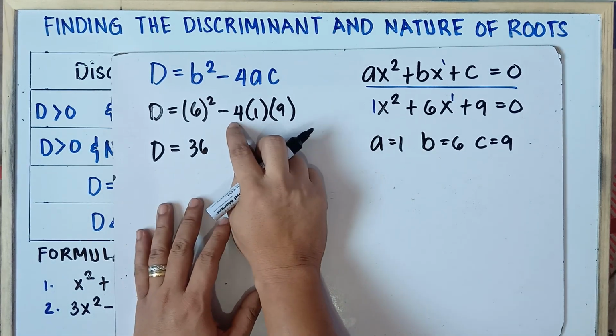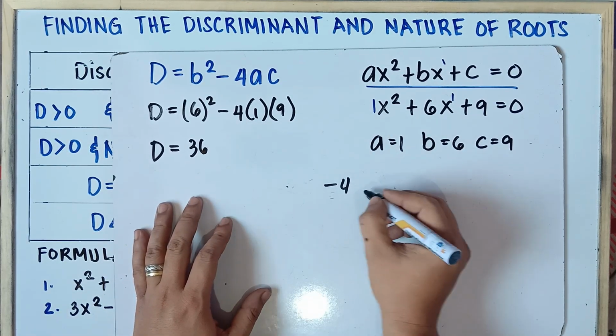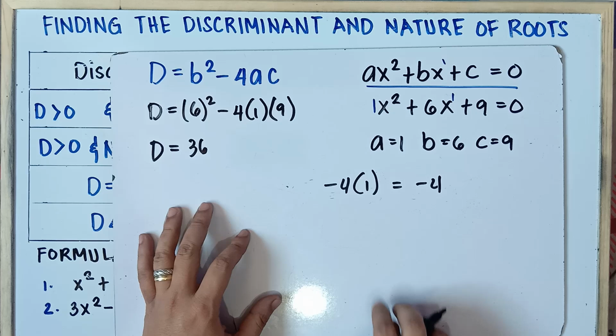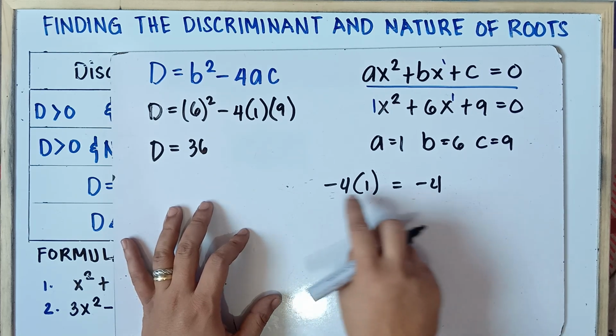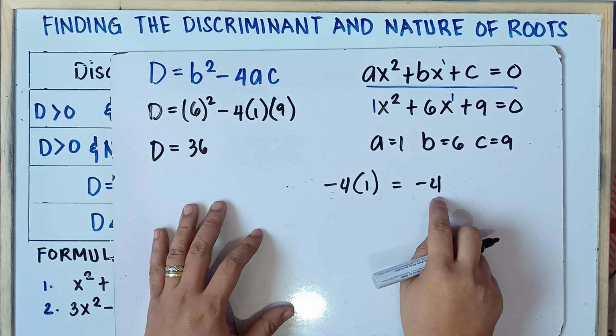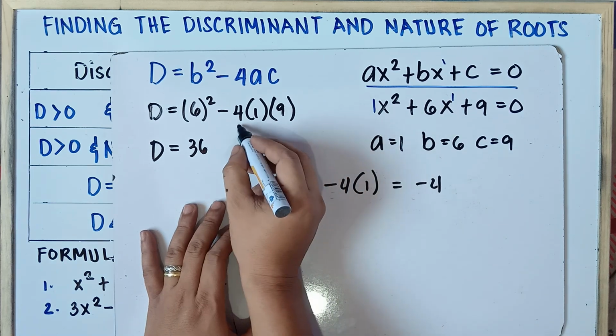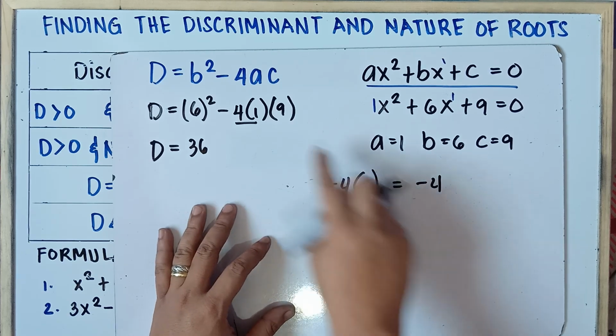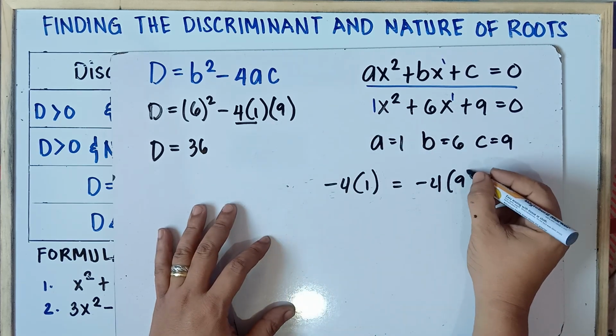And then negative 4 times 1. So negative 4 times 1, of course, that would be negative 4. Negative times positive is negative. 4 times 1 is 4. And then negative 4 times 9. So once again, when you multiply this one, negative 4 times 1, the answer is negative 4. Times 9. So negative 4 times 9.